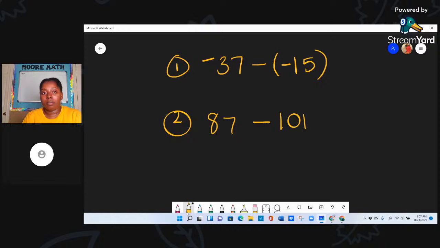I'm done. Okay, tell me what you got. For number 1, I got negative 22. Okay, tell me how you did it. I changed it to negative 37 plus 15. Excellent. And then that equals negative 22. Perfect.